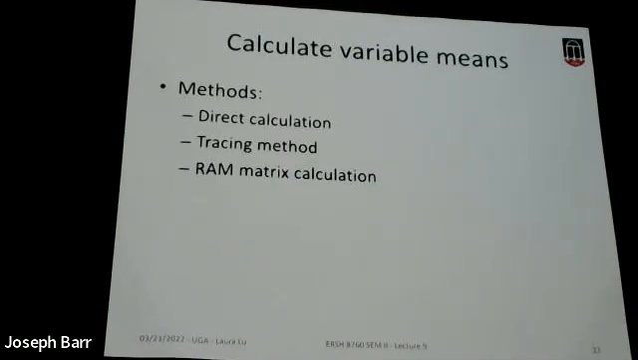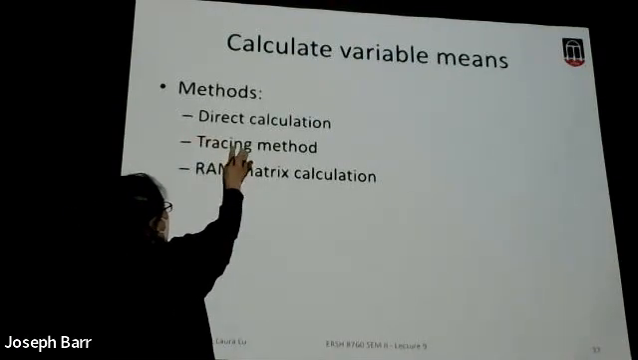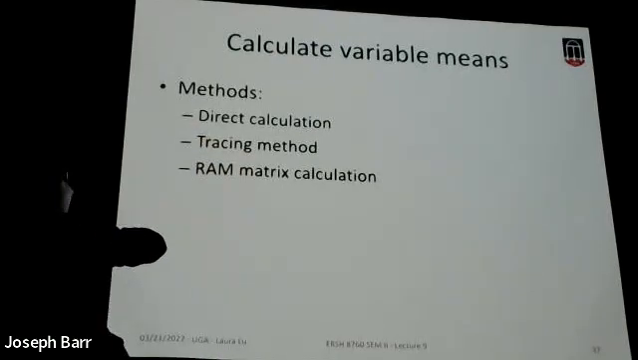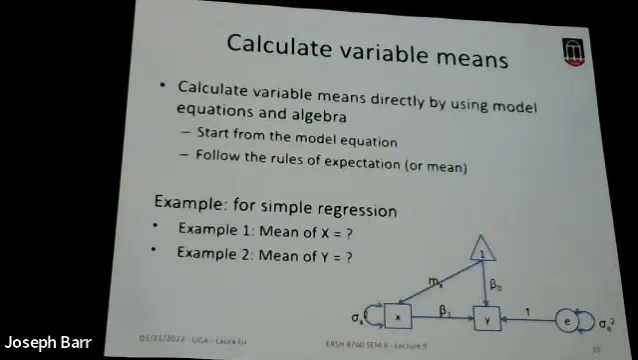Previously, we introduced three methods to get the capital sigma: algebra derivation, the tracing method, and the RAM matrix calculation. This is our homework 1, this is our homework 2 in SEM 1. But now let's look at the mean. Same thing, we have these three methods to do the derivation. So let's look at the first method.